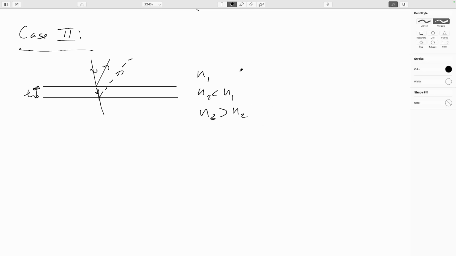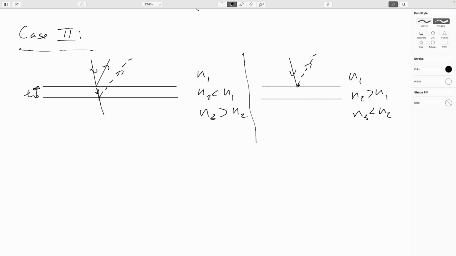Or the other possibility we can have, and this would be, say, like a soap film or something like that: N1, N2 greater than N1, N3 less than N2. So this is a soap bubble. Air, soap, air. The light that reflects off of the upper surface of the thin film will have a 180 degree phase change. Now, some of this will pass all the way through, but for the bit that reflects off of the lower surface, there will be no phase change.